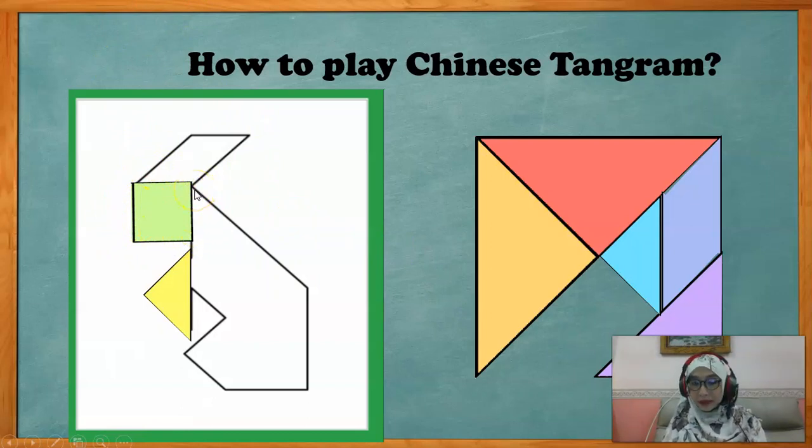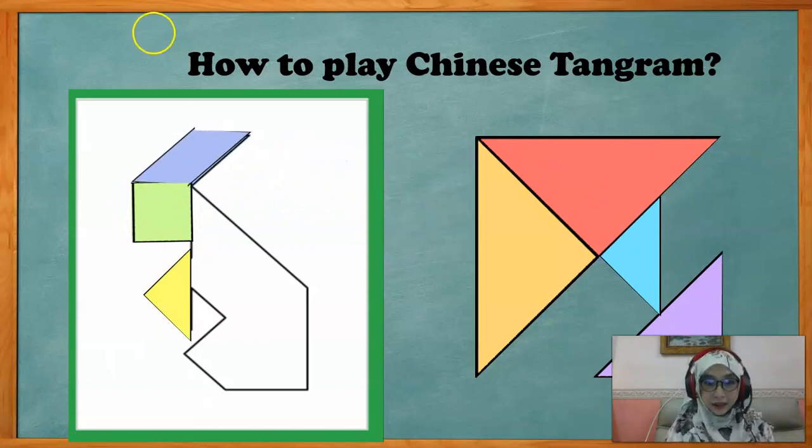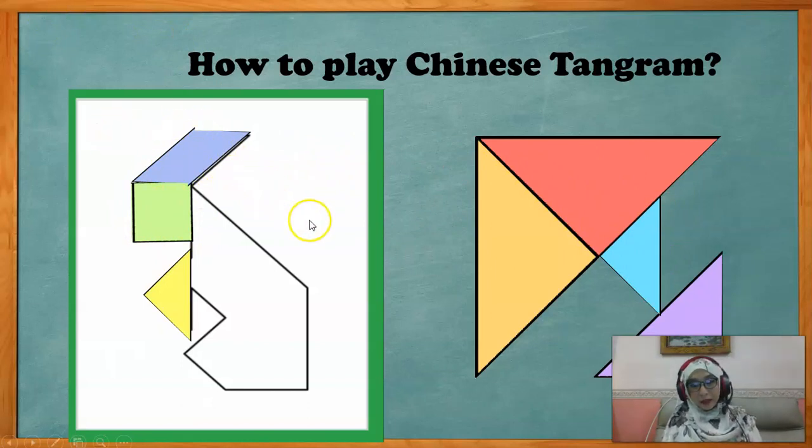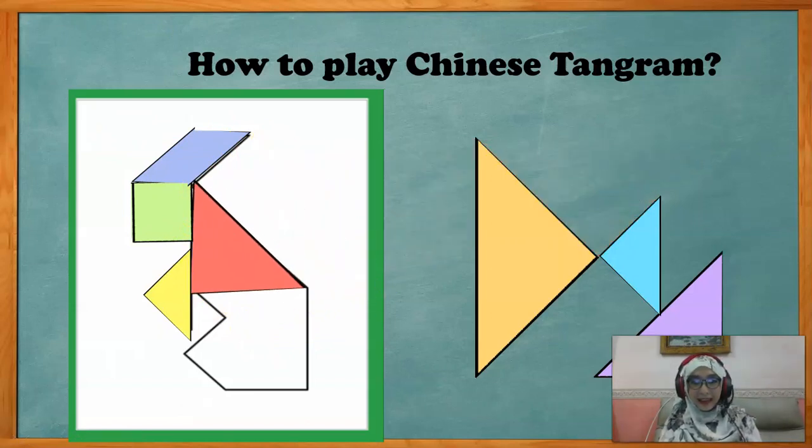Next pieces would be the ears. Oh, the ears. The ears is the parallelogram. We put it there. Now let's look at the body. Let's make the body now. Yes, so that's one of the big triangles there. Next one, I think it's another triangle, a big triangle over here. Let's try that.